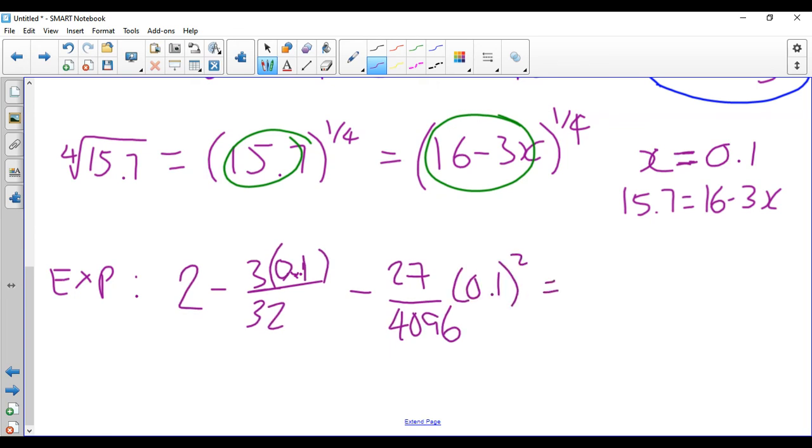So all I've done is that everywhere I had x in my binomial expansion, I've chucked my 0.1, which will make the numbers I need, and to 3 decimal places, 1.991 if you stick it in your calculator. Of course, in an exam, I would then go and check what the fourth root of 15.7 is, and that is a pretty good estimate.